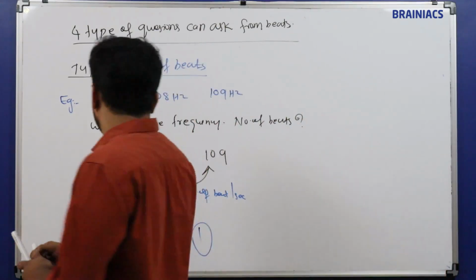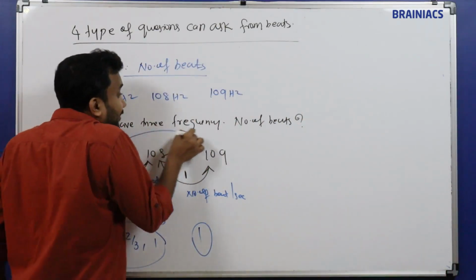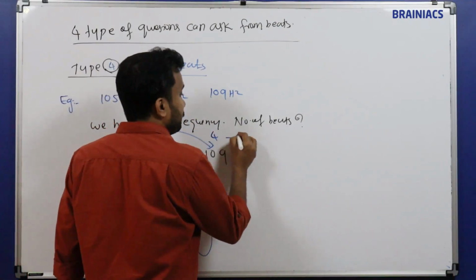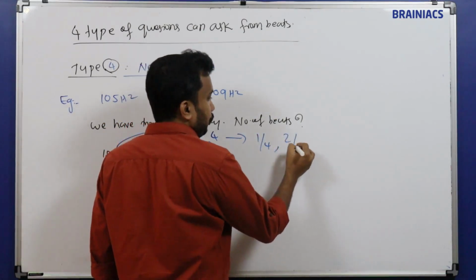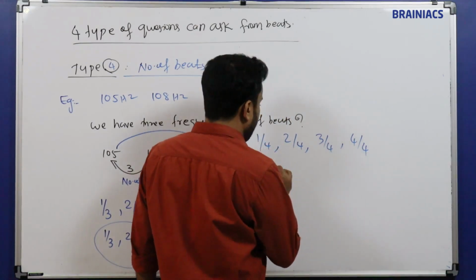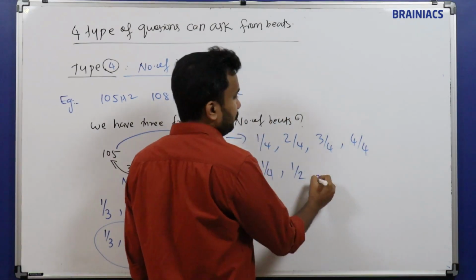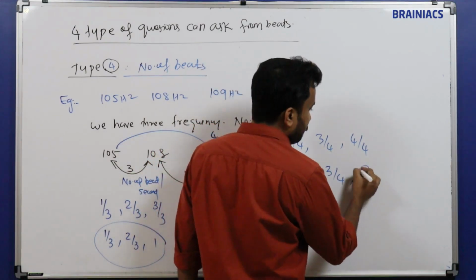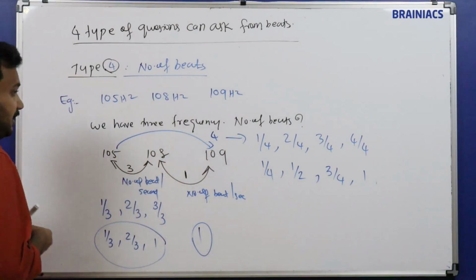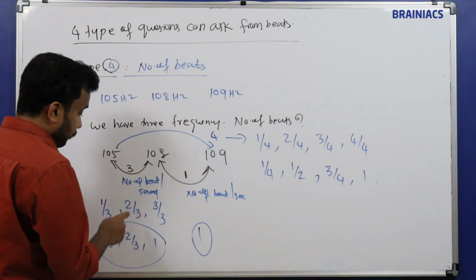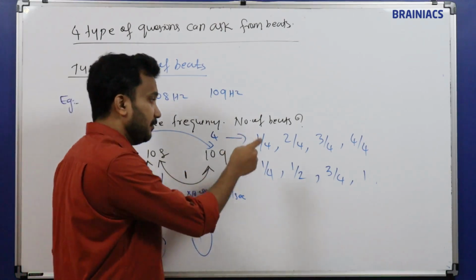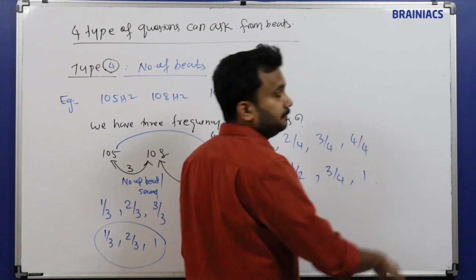ഇത് കൂടാതെ 1 more case will be there. What is that 1 more case? This case will be here, 105 to 109. How many beats will be here? 4 beats. What are the 4 beats? 1/4, 2/4, 3/4, 4/4. So this is 1/4, this is 1/2, this is 3/4 and this is 1. Okay, അപ്പോൾ this many number of maximas will be here. അതായത് 1/3 മാക്സിമ, 2/3 മാക്സിമ, 1 മാക്സിമ, 1 മാക്സിമ, 1/4, 1/2, 3/4, 1.